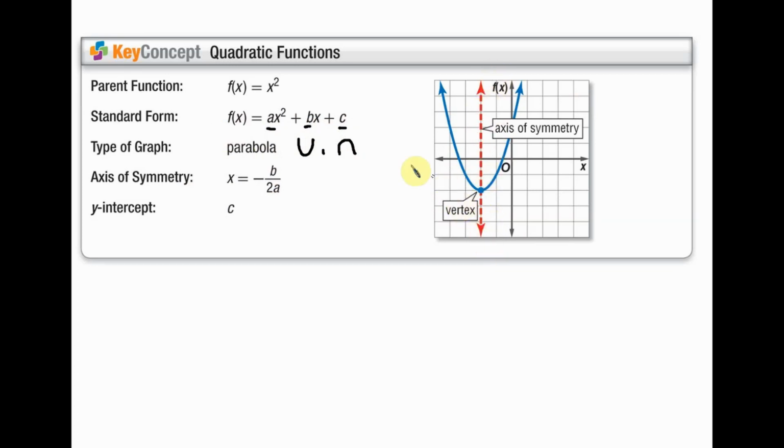If you don't have it, then you might want to use the x is equal to negative b over 2a form. The y-intercept is still the same. You're just going to find the c value, or from the graph, you can find it where it intersects with the y-axis. It's kind of hidden over here, but I'm assuming it's probably at this point.